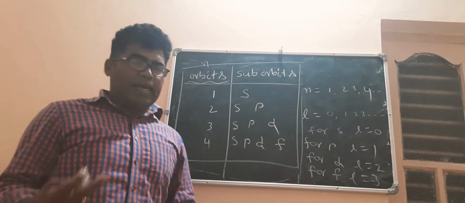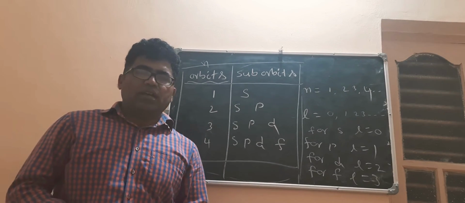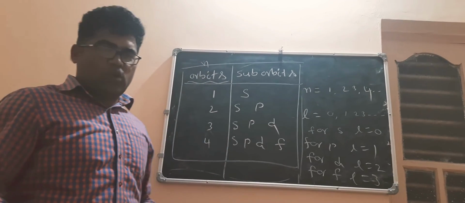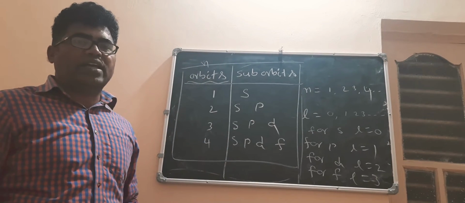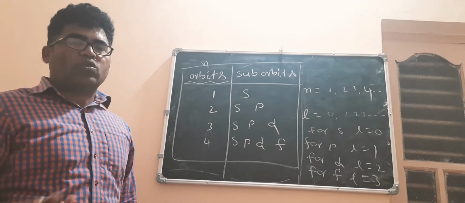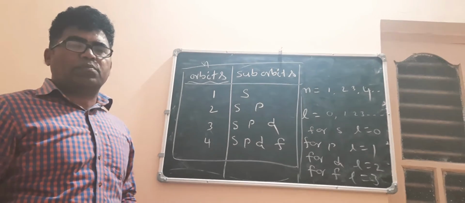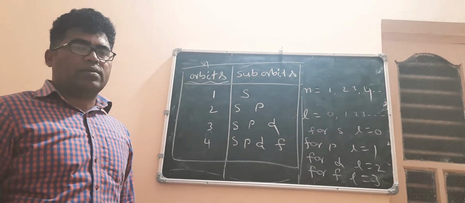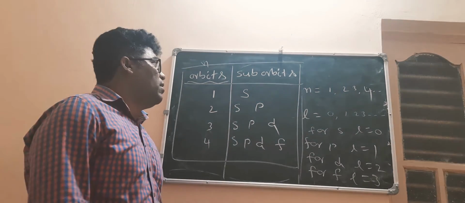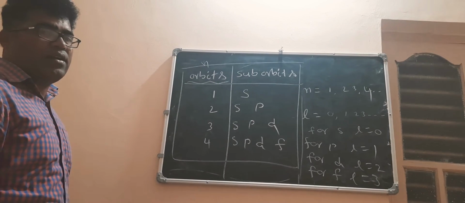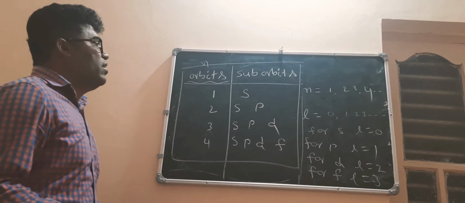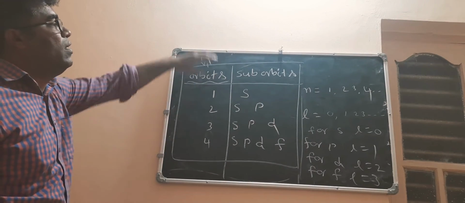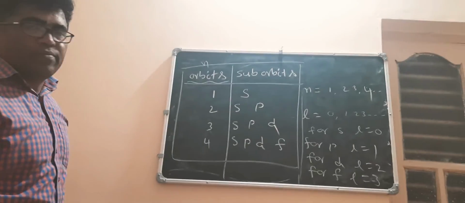Actually, there are 4 quantum numbers, which you will learn in atomic structure. To explain an atom in detail, 4 quantum numbers are required: principal quantum number, azimuthal quantum number, magnetic quantum number, and spin quantum number. Anyhow, to learn electronic configuration, you need at least 2 quantum numbers: the principal quantum number and the azimuthal quantum number.